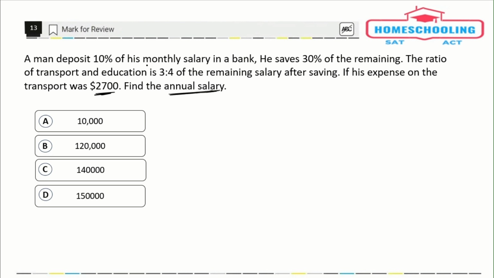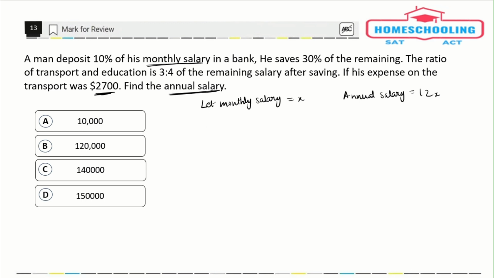And here what is given is the monthly salary. So let's take that the monthly salary is equal to X. So what is going to be your annual salary? Annual salary will be how much? We have 12 months, so 12x.